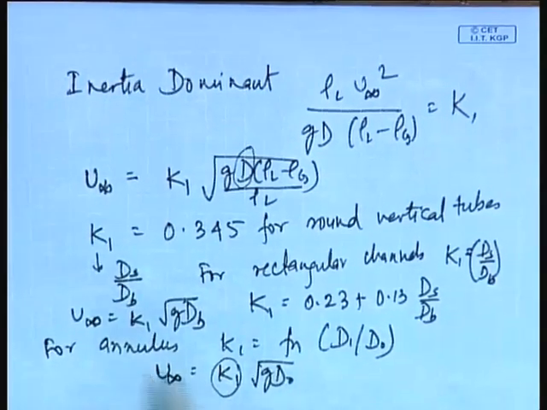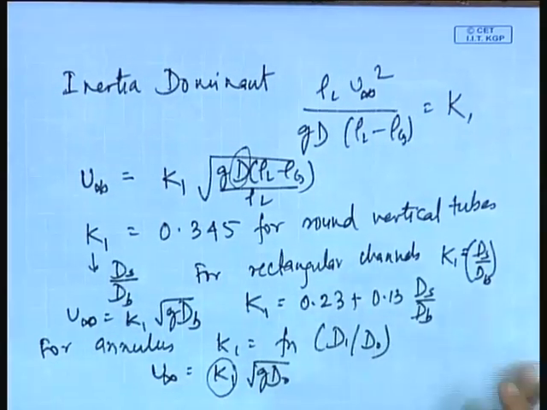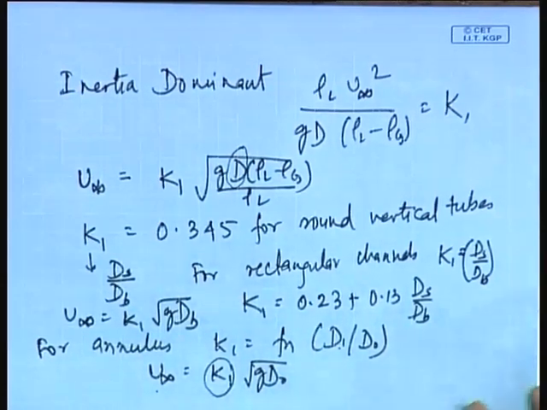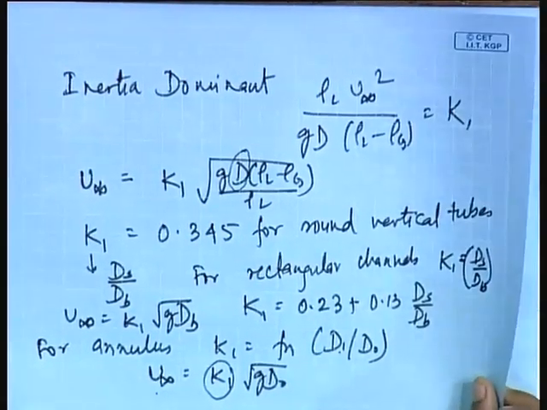Interestingly, in the annulus, people have found that as d1 increases, K1 increases. That means as the passage becomes more constricted, K1 increases, or in other words, the bubble rises at a faster rise velocity when the annular gap decreases. Okay. So this was for inertia dominant situations.